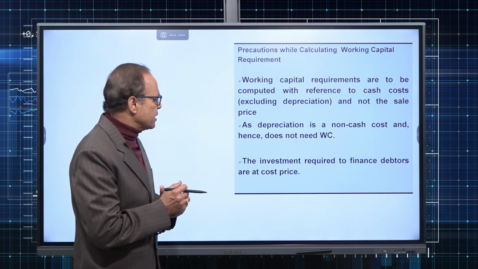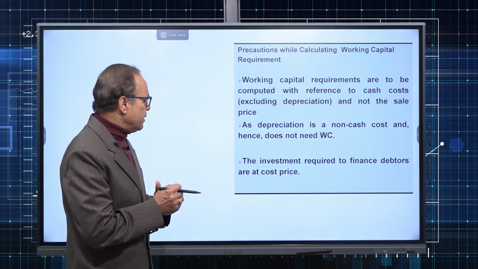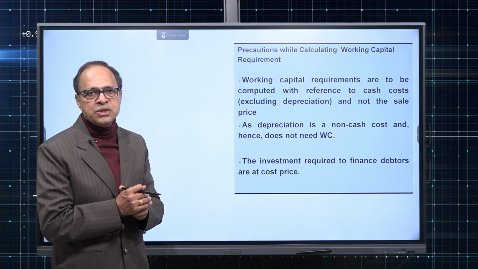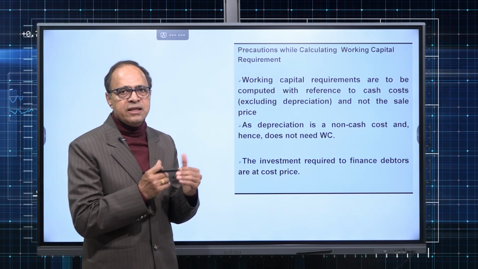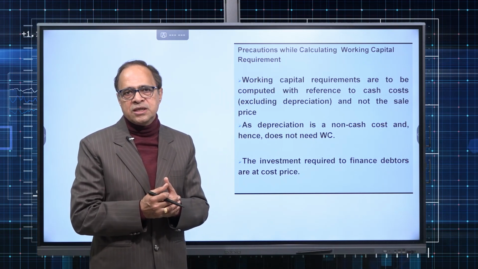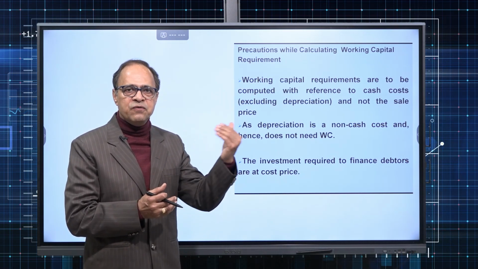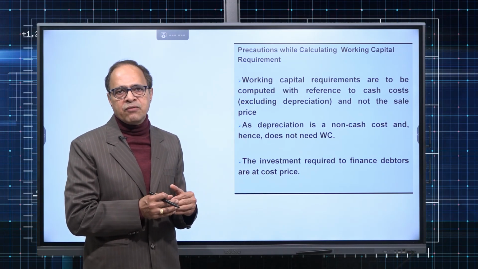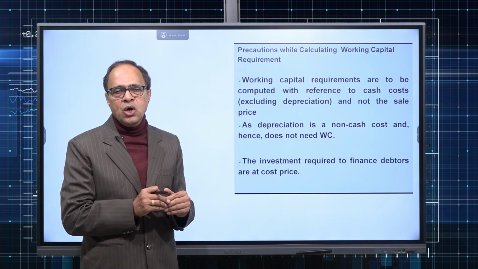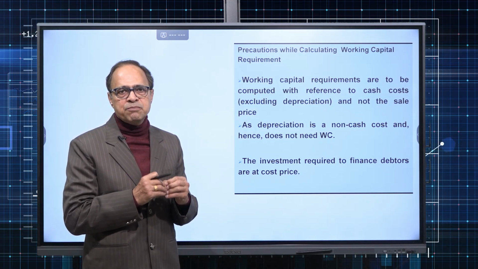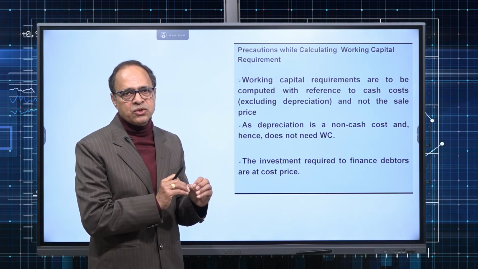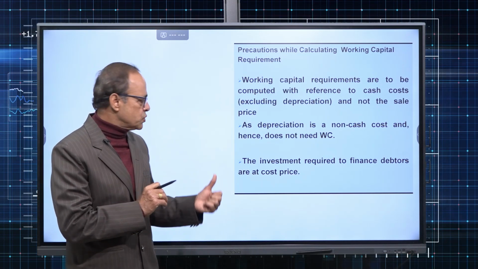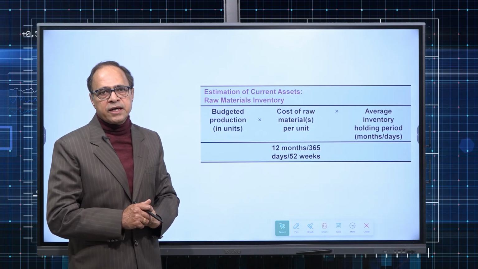So depreciation is excluded, and even the debtors are taken at cost. That means excluding profit, because when we sell the goods, an element of profit is there. That profit we earn in future whenever sales take place. But while estimating working capital requirement, we are interested to know how much of our money is blocked in the debtors. Therefore, debtors will be at cash cost only. Remember, cash cost.